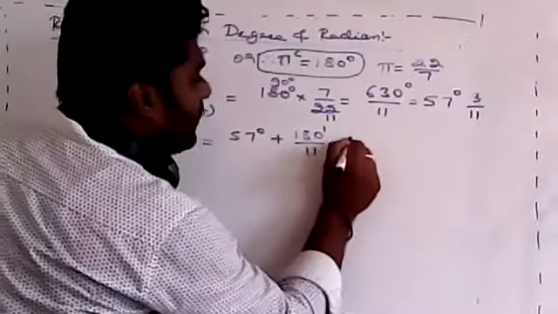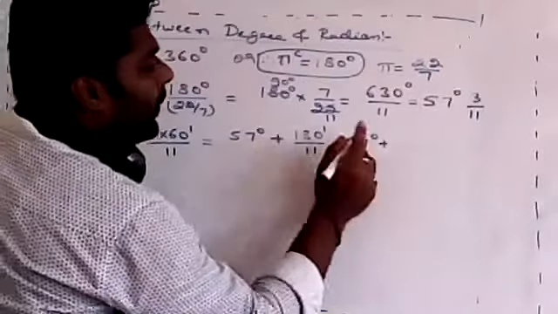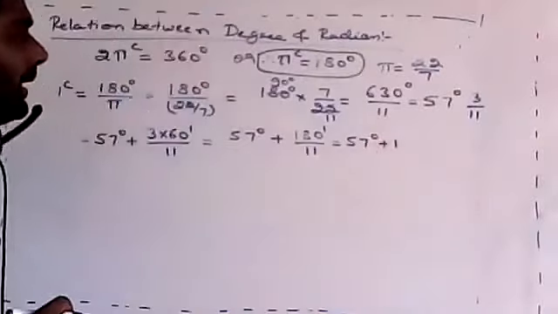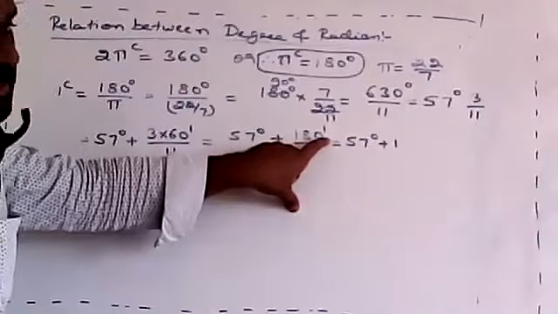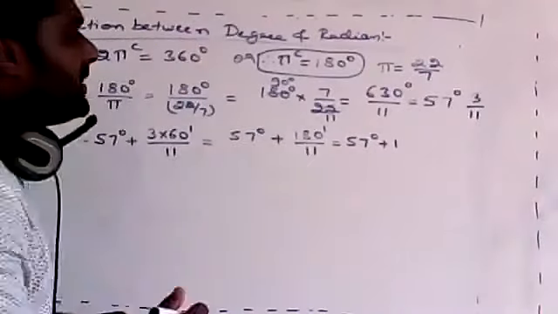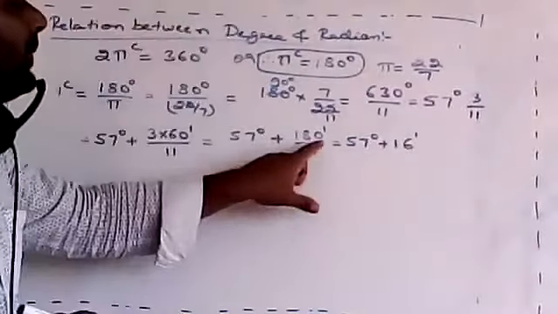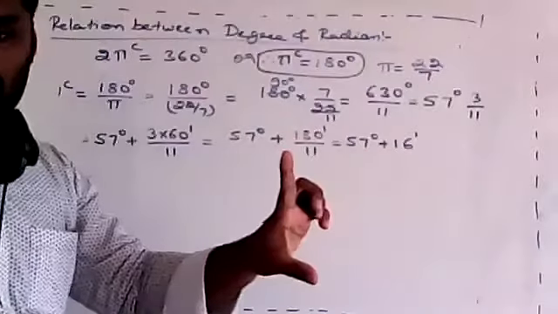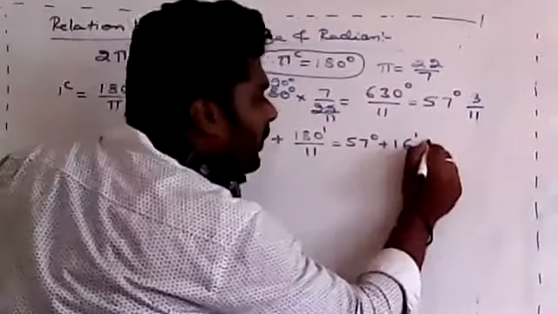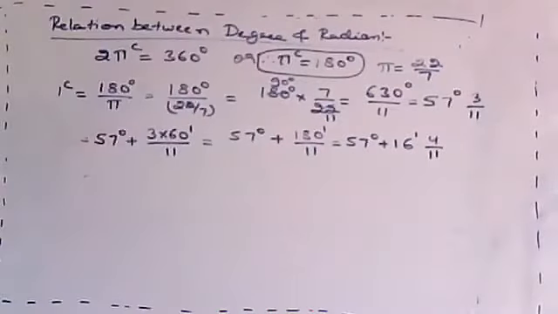Here see, 57 degree I'm writing as it is, plus 11 1s are 11. Remaining is how much? 7 here. Next 70 remaining. 70 divided by 11 means what? 6. Correct? Minutes I'm writing. 11 6s are 66. Remaining is what? 4. Can I write this one 4 by 11? Clear or not?